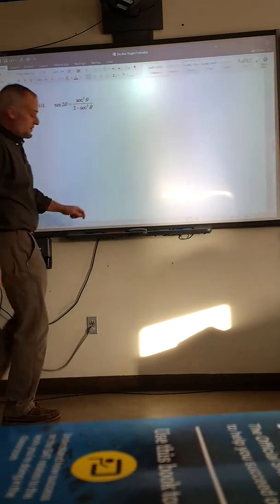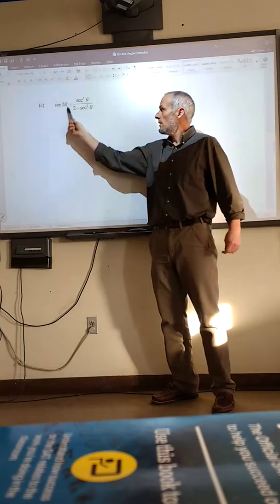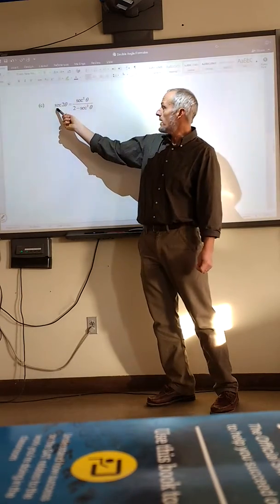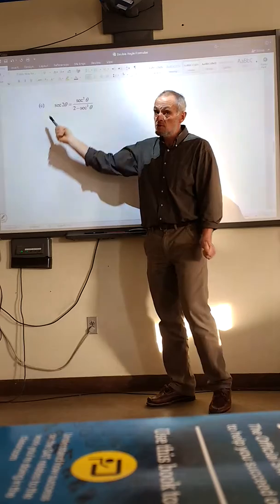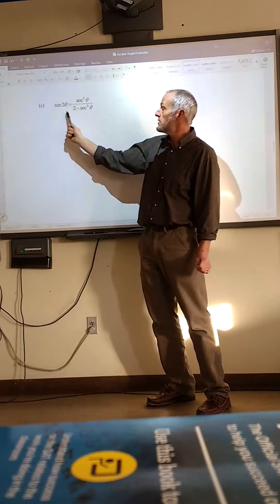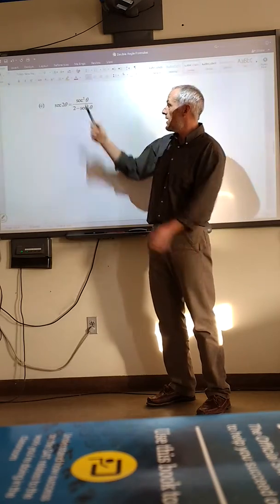All right, here we are with part C. Again, still seeing the double angle formula over here. So I'm going to start with this side, try to make it look like the double angle formula. We don't have a double angle formula for secant, but I hope you all know that secant is 1 over cosine. I'm essentially looking for the cosine double angle formula in the denominator.